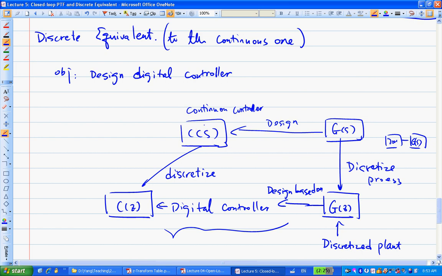So for example, I'll show you an example. Let's say you have an integral, and this integral in the continuous block is 1 over s. So what does the integral do? You basically integrate the input, or you're trying to get the area underneath the curve. So you say, I'm trying to obtain a digital component that has the same function as this integral. That's the discretization process. So how would you get that properly? That's what we're going to talk about: the discrete equivalent. Is that clear?